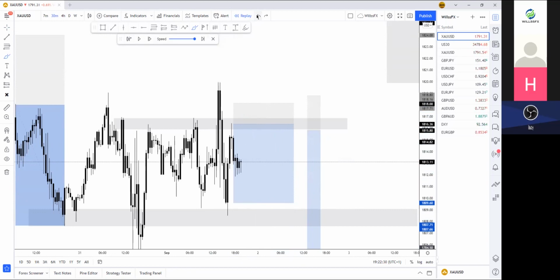So the analysis isn't wrong. You just got the stop loss in the wrong place. You just have to be wary of these imbalance areas because they can come back to fill the full imbalance and then drop. Yeah, the same thing here.